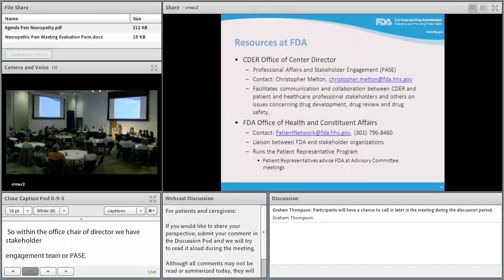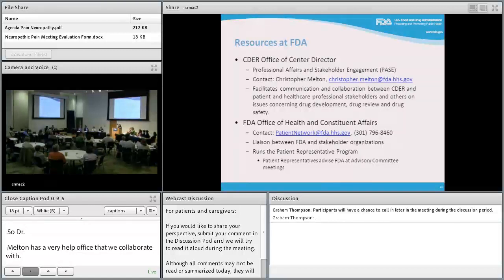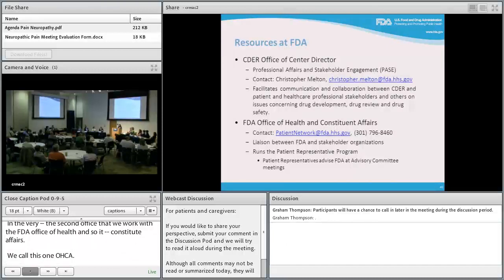And the second very helpful office that we work closely with is the FDA Office of Health and Constituent Affairs, or OCA. FDA is full of acronyms, so we call this one OCA. You can see their email address right here, and you can feel free to contact them. Again, they serve as a liaison between FDA and stakeholder organizations.